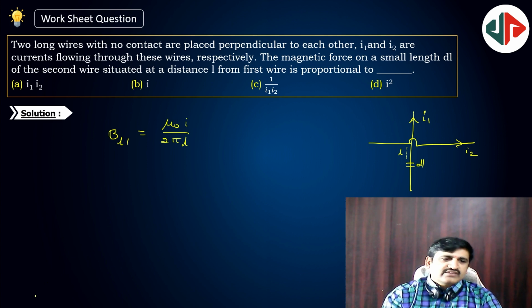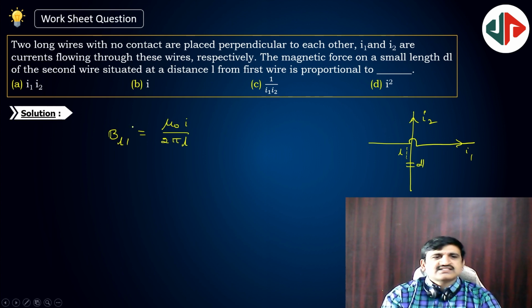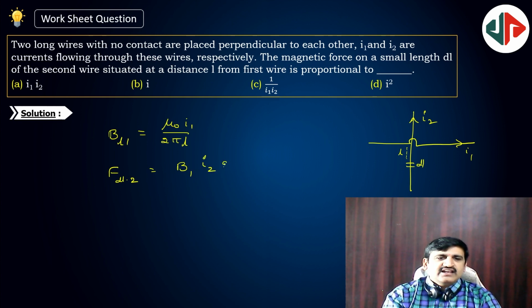Okay, second conductor, right? I will change it like this. This is the first one, that is the second one, because usually the horizontal one is the first one. So on the second conductor only. The magnetic force on a small length dl on the second wire. This is the first one's current. Now the force on dl on the second one is B I L, which is mu naught I1 by 2 pi L times I2 into dl. This is force F.